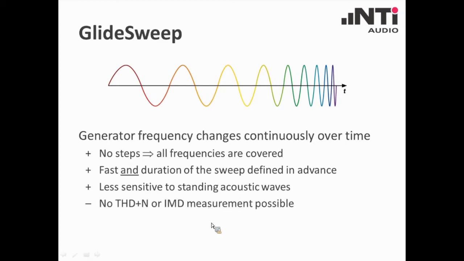There is also one disadvantage of glide sweeps because we cannot measure total harmonic distortion plus noise. It is possible to measure the harmonic distortion, but we cannot measure this noise component. And we can also not measure the intermodulation distortion with the glide sweep.